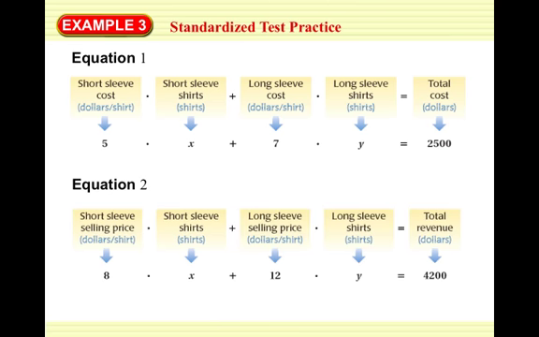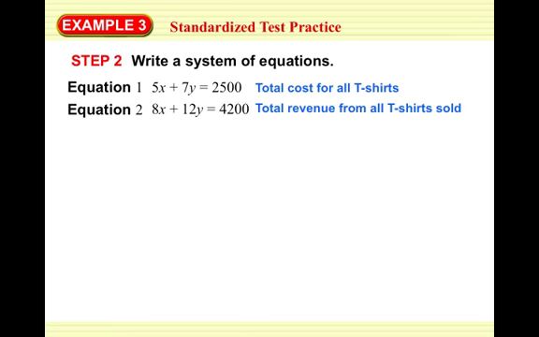Our second equation is going to be the money that the school makes. So short sleeve selling price times the number of short sleeve shirts plus long sleeve selling price times long sleeve shirts equals the total revenue. The profit's going to be the difference between the two, but that's a whole different story. We want to know how many of each type of shirt is going to be sold. So we've got the total cost equation and the total revenue equation. Now we need to do some solving.